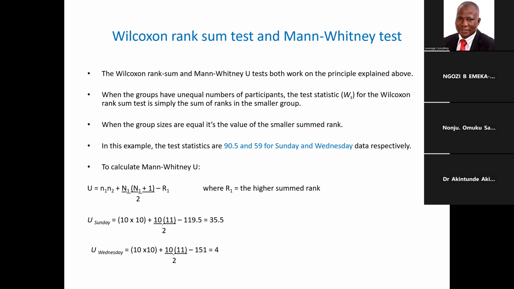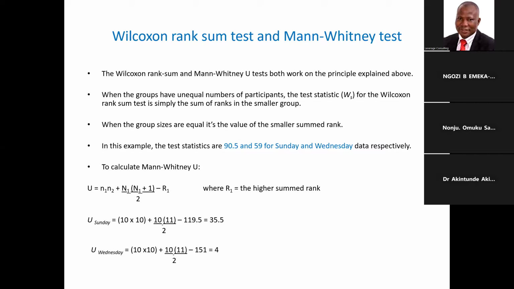When the group sizes are equal, you take the value of the smaller rank sum. So in this case now, the group sizes are equal, but you see that the value for the alcohol is smaller. So in this example, 90.5 and 59 for Sunday and Wednesday, respectively. Those are the statistics. That is Wilcoxon. Wilcoxon just gives you that value.